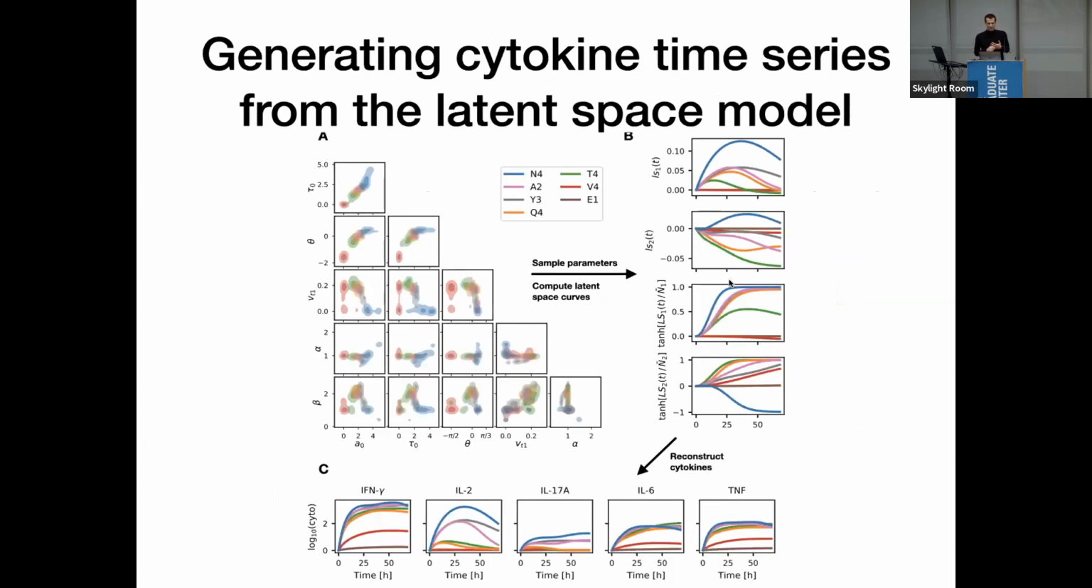What's nice also, once you have mathematical equations for the time series, the time dynamics, is you can generate new time series by just sampling parameter values in the space of parameters corresponding to the different antigens, based on looking at the distribution on the previous data set. Then you can compute relevant quantities in the latent space and use these latent space quantities to reconstruct all 5 cytokines. The reconstruction algorithm was, I think, quadratic regression, where we fit the coefficients on a separate data set and then fix those coefficients and use them to reconstruct cytokines from model-generated latent space trajectories.